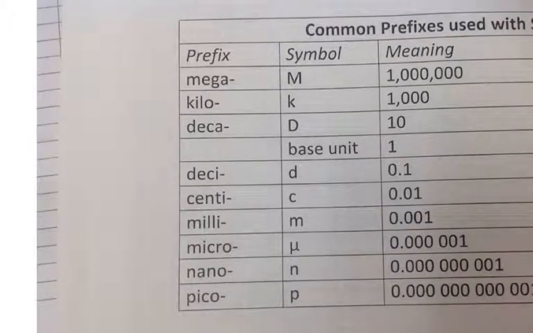So here are our common prefixes that we're going to use in chemistry. A prefix goes in front of a base unit. A base unit is anything like grams, seconds, liters, meters, pascals, really anything that doesn't have a prefix in front of it. We put a prefix to change how many of them there are. So you need to know what the prefix is, the symbol, and then the meaning.